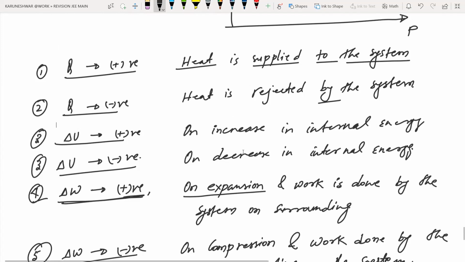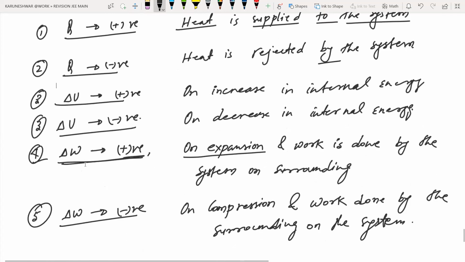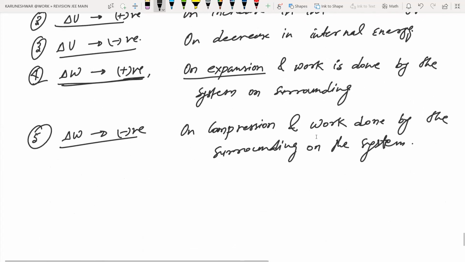ऑन इंक्रीज इन इंटरनल एनर्जी। ΔU निगेटिव का मतलब है ऑन डिक्रीज इन इंटरनल एनर्जी। और W अगर पॉजिटिव है तो ये तब होगा जब एक्सपेंशन होगा, वर्क इज डन बाय द सिस्टम ऑन सराउंडिंग। तो जब भी एक्सपेंशन होगा और वर्क इज डन बाय द सिस्टम कहा जाएगा, तो उस केस में वर्क डन पॉजिटिव होगा। और वर्क डन निगेटिव का मतलब ऑन कंप्रेशन पे वर्क डन निगेटिव होगा, वर्क डन बाय द सराउंडिंग ऑन द सिस्टम हो रहा है। So these things you have to remember.